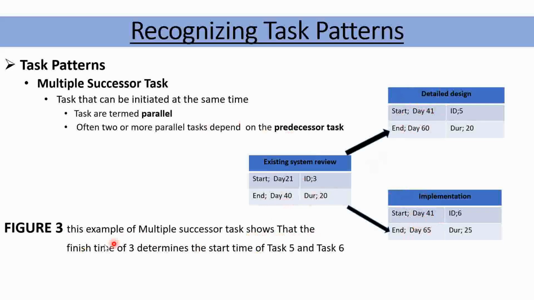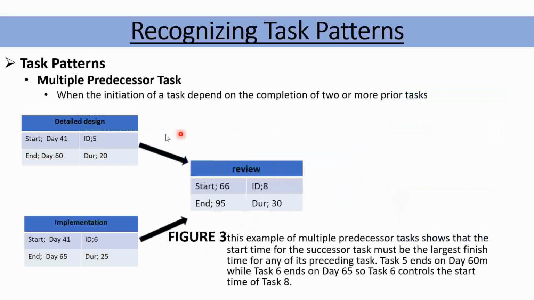shows that the finish time of task 3, this one, task 3, determines the start time of task 5 and 3. You see, it finished on day 40. Then these two, they start on day 41. They start at the same time. They happen in parallel. Right. Let's go to the next task pattern.